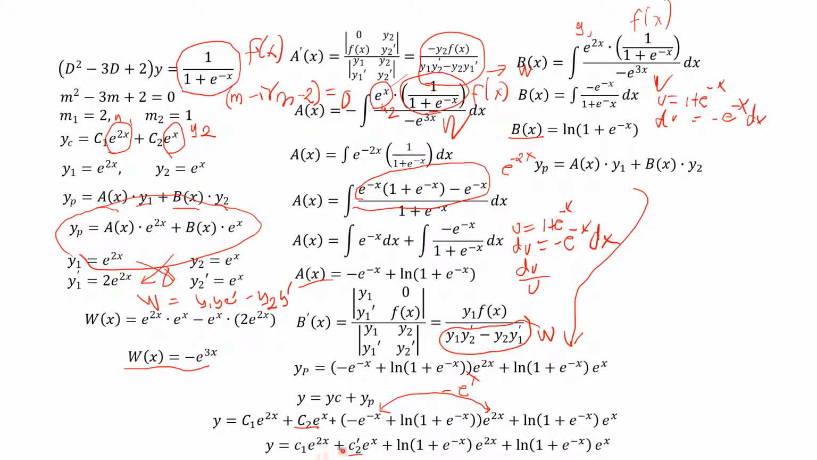So that is y equals c1 e to the 2x plus c2 prime e to the x plus ln of 1 plus e to the minus x e to the 2x plus ln of 1 plus e to the minus x e to the x, which is our general solution.